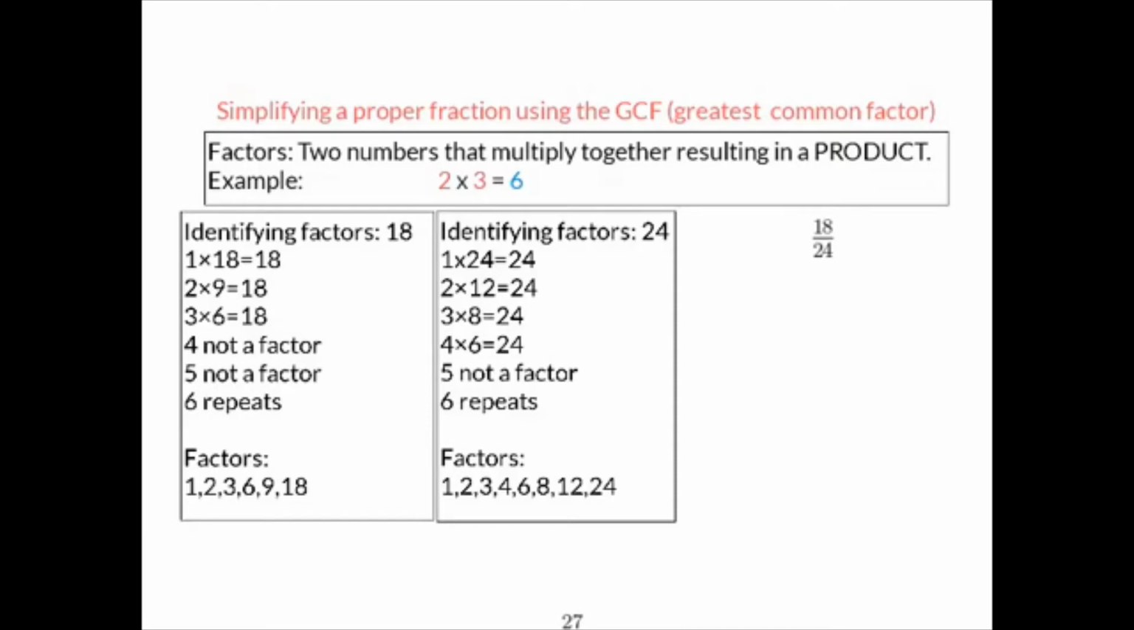Welcome back. In this video we're going to look at how we can simplify a proper fraction using something called the greatest common factor, or the GCF.